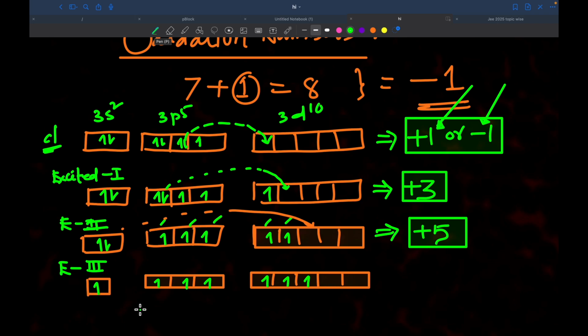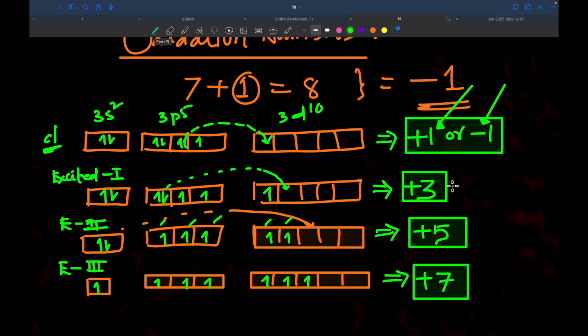In this situation, the count of unpaired electrons is 7, that's why they exhibit +7 oxidation state, right? So these are the general oxidation states. Their common oxidation numbers are +1 and -1, and +3, +5, +7 are also common oxidation states.